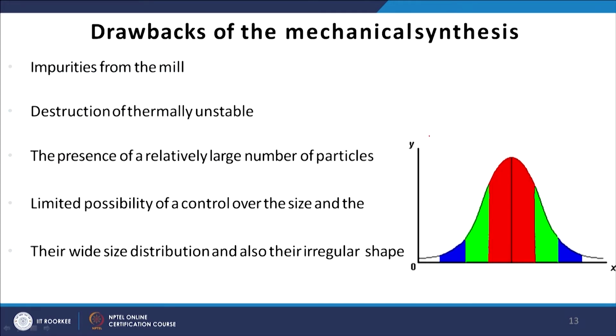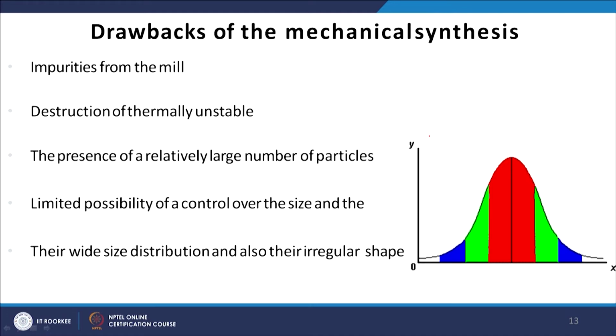Now, what are the drawbacks of mechanical synthesis? First of all, whether it is a ball mill or a jet mill, there can be impurities from the mill, and then the destruction of thermally unstable material. Once you do this, some of the particles may be thermally unstable. There is also the presence of a relatively large number of big particles. So, the polydispersity is quite high in this system.